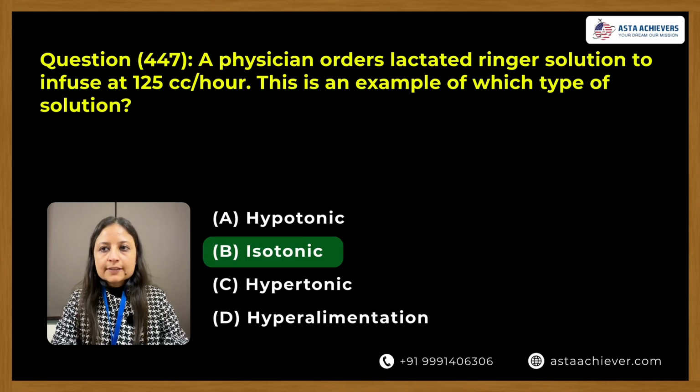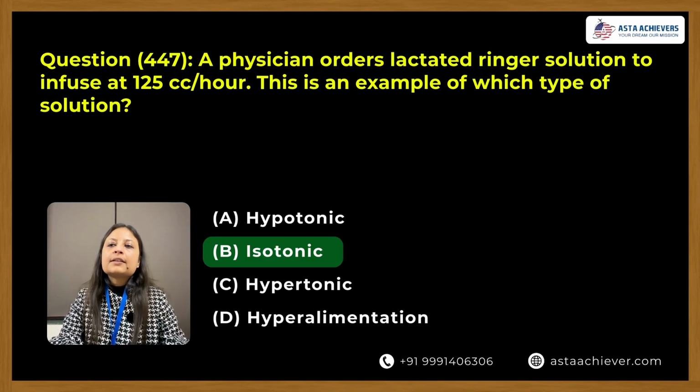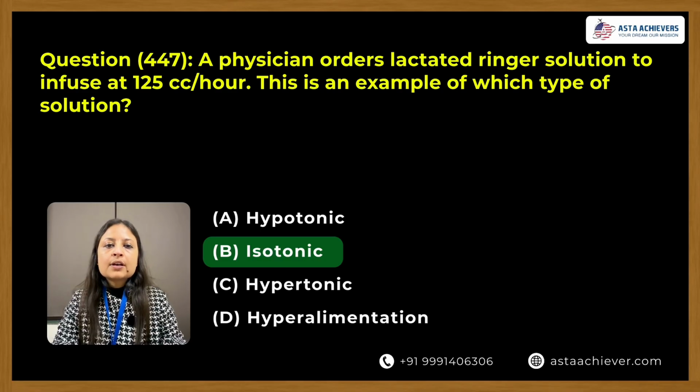Question number 447. A physician ordered lactated Ringer's solution to infuse at 125 cc per hour. This is an example of which type of solution? So option A, hypotonic. Option B, isotonic. Option C, hypertonic. And option D, hyperelimination. So option B, isotonic, is the correct answer.